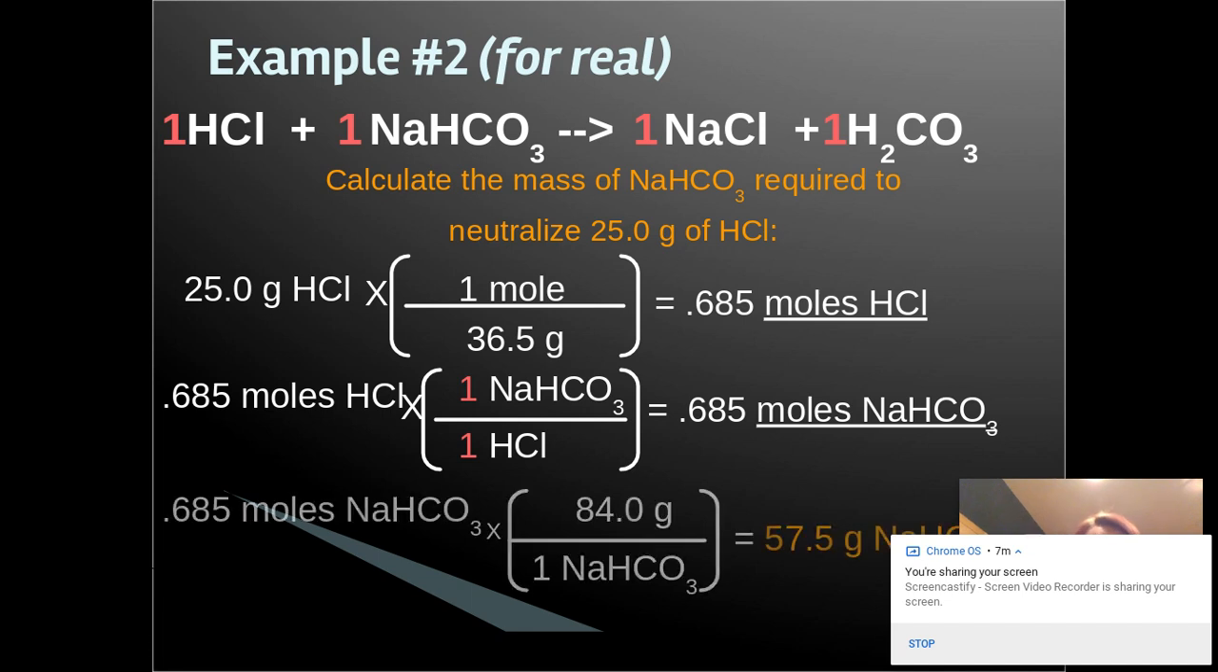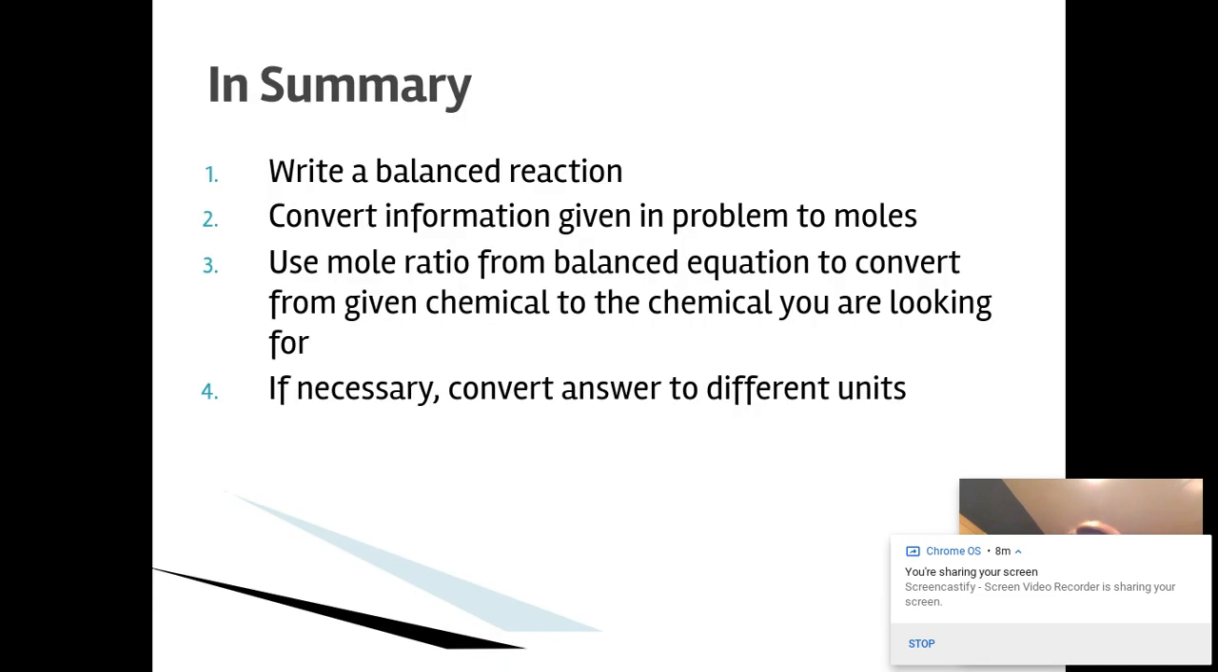But now we've got to convert that into grams. So we put moles of NaHCO3 on the bottom, and we put its atomic mass on the top. And you get 84 grams when you add 1 atom of sodium, 1 atom of hydrogen, 1 atom of carbon, and 3 atoms of oxygen. When you add those all together, you get 84 grams. That's how much is in 1 mole. And so when you multiply it out, your answer for this question is 57.5 grams.